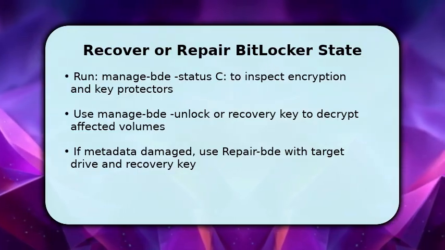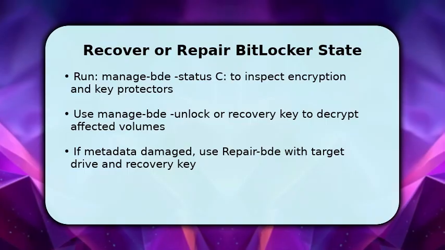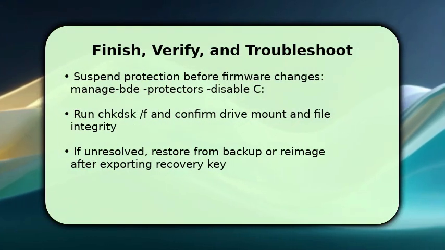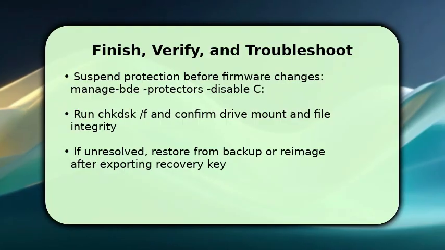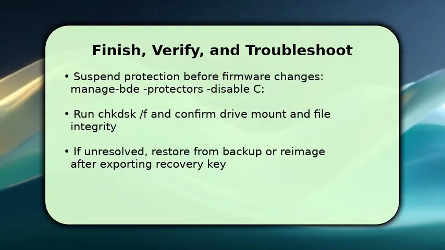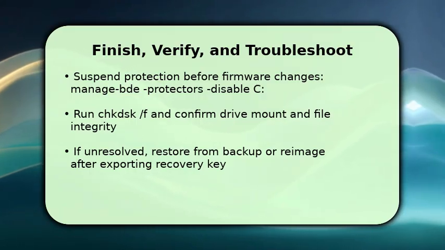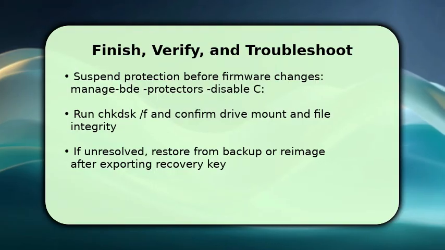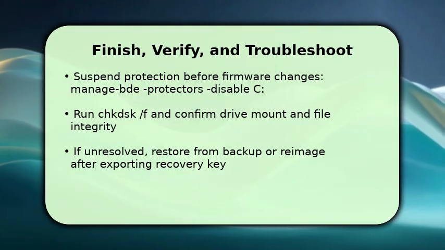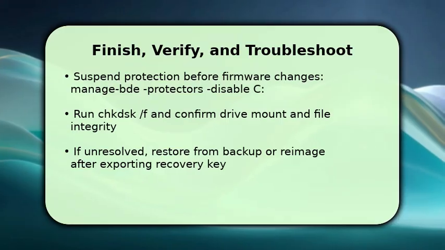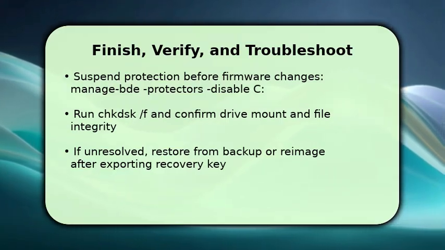You wrap up by suspending BitLocker if you must update firmware or swap hardware. Run manage-bde -protectors -disable C: so the system boots normally. Once changes are complete, re-enable protection and run chkdsk /f to correct file system errors that can block BitLocker. Verify the drive mounts and files are intact, then re-encrypt if needed.